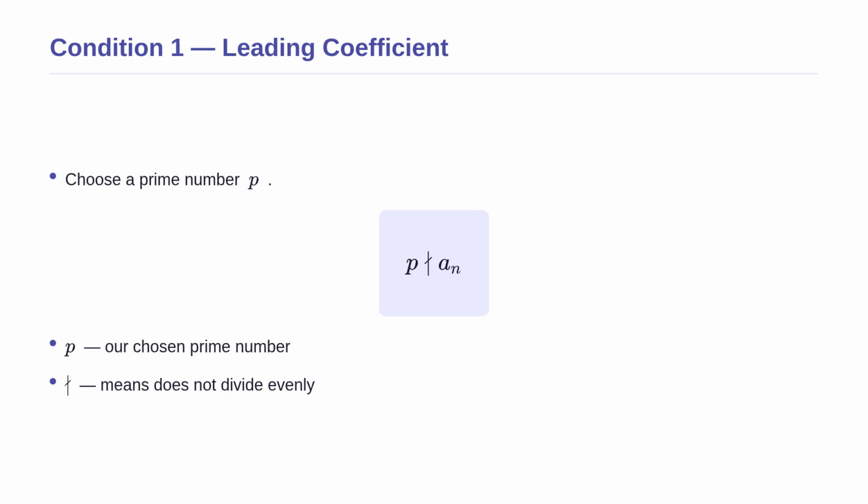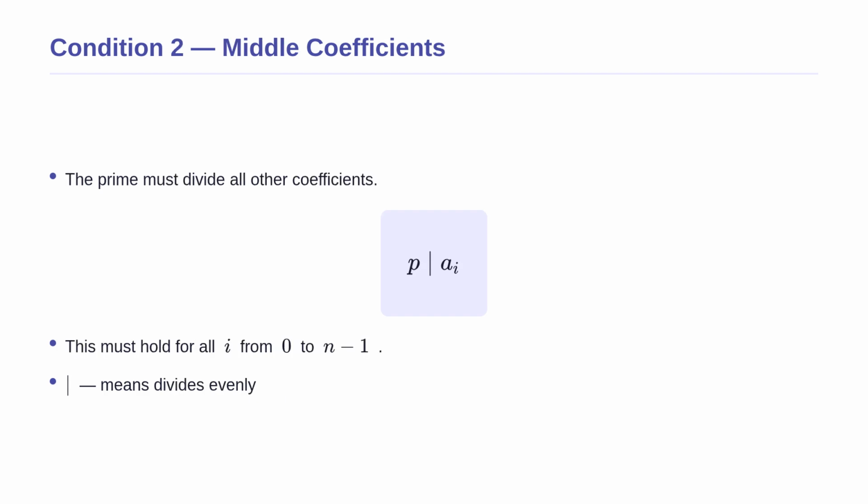This brings us to the first of three strict conditions in Eisenstein's criterion. To use this test, we must pick a single prime number, which we call p. Remember, a prime is a number like 2, 3, 5, or 7. The first rule states that our chosen prime p must absolutely not divide the leading coefficient, a sub n. The vertical line with the slash means does not divide. If your prime does divide the front number, the test fails immediately for this specific prime, and you must either try a different prime number or use a completely different mathematical strategy.